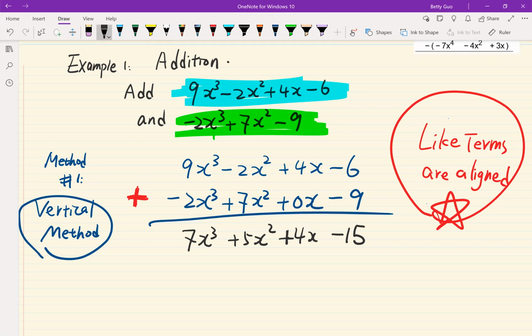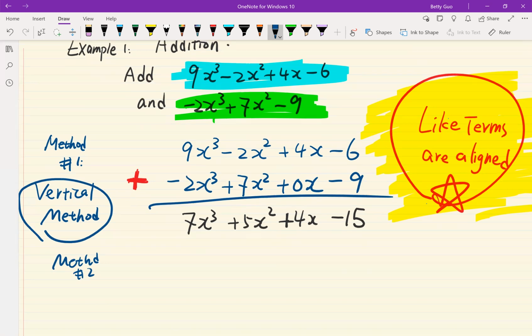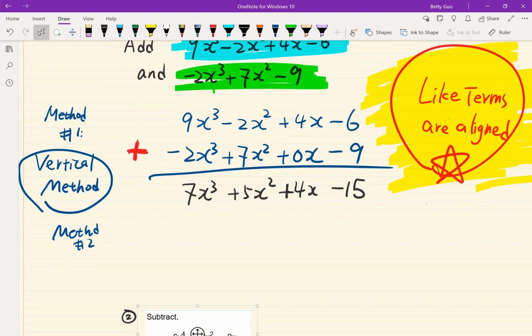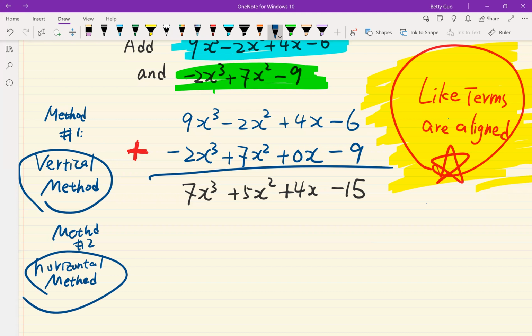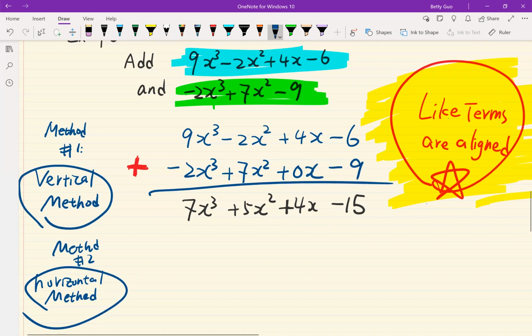The important thing you need to remember when you apply the vertical method is that the like terms have to be aligned. Okay. Second method, method number 2, is called the horizontal method. Let me show you how we apply the horizontal method to add the 2 polynomials together. So we copy the first polynomial.